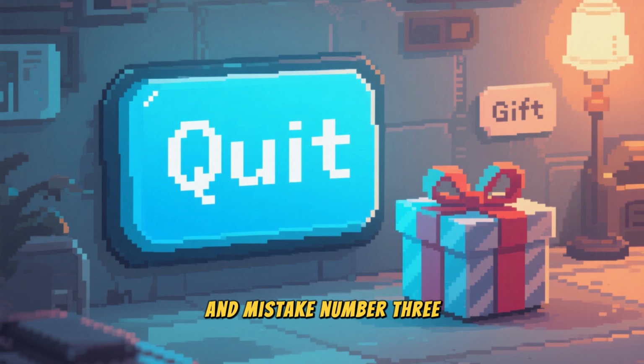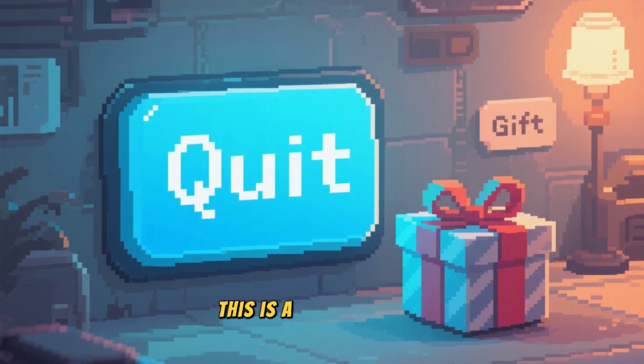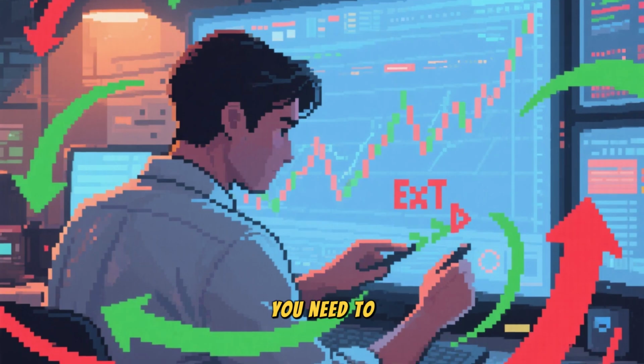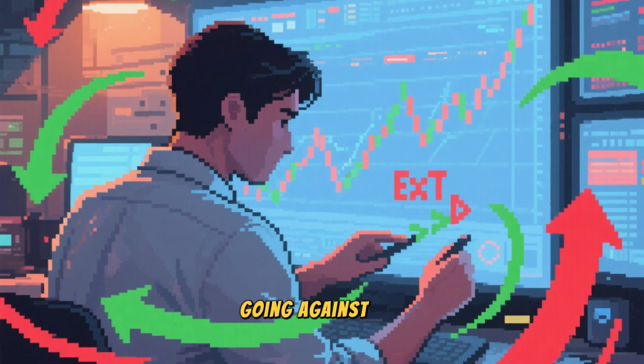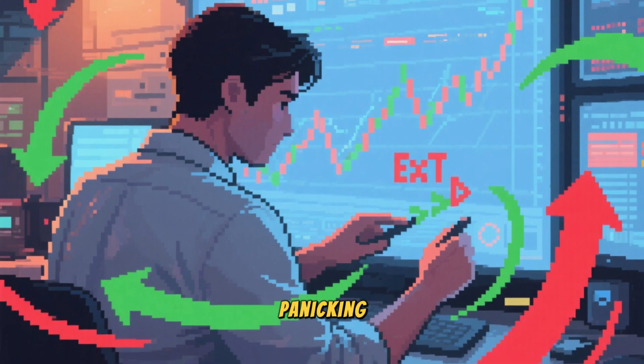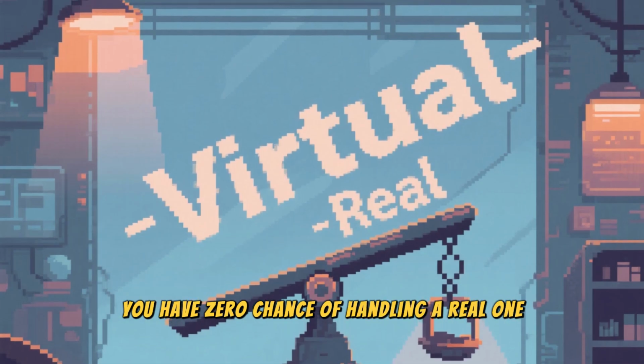And mistake number 3, they quit as soon as they start losing virtual money. This is a critical error. Losing in the simulator is a gift. You need to experience the feeling of a trade going against you, practice your exit strategy, and execute it without panicking. If you can't handle a virtual loss, you have zero chance of handling a real one.